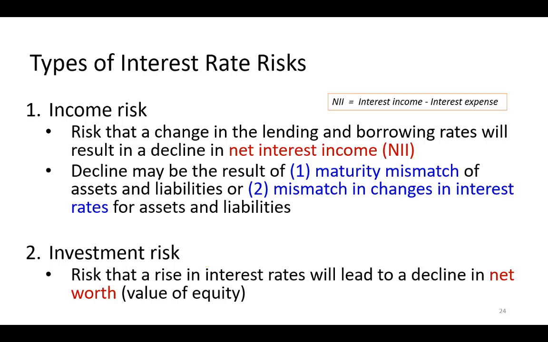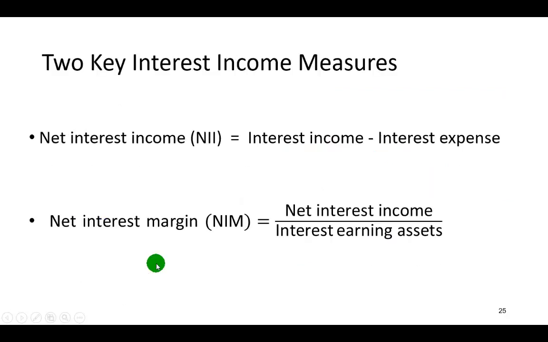For banks, the two types of interest rate risks are income risk and investment risk. Income risk is the risk that a change in the lending and borrowing rates will result in a decline in net interest income, while investment risk is the risk that a rise in interest rates will lead to a decline in net worth. So in this video, I'm going to focus on how interest rate changes affect net interest income, which is defined, expressed as a percent of interest earning assets. We call it net interest margin.